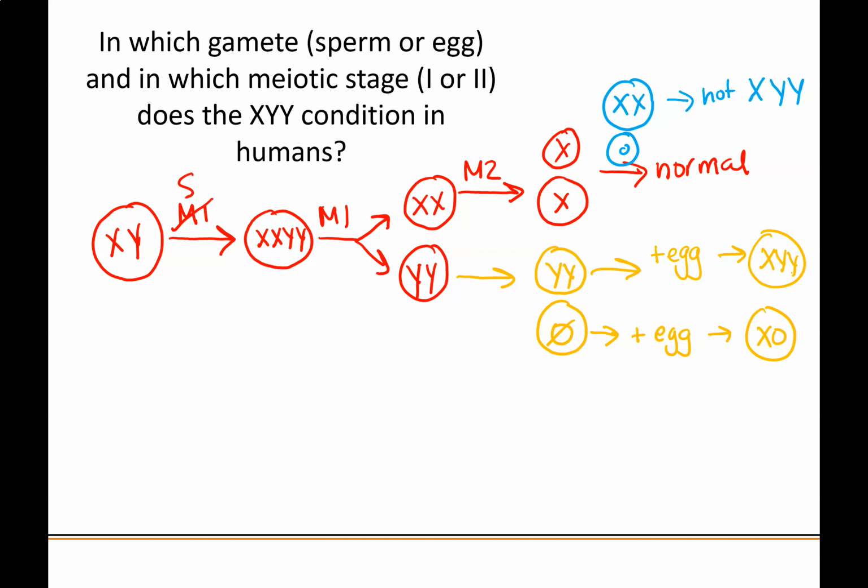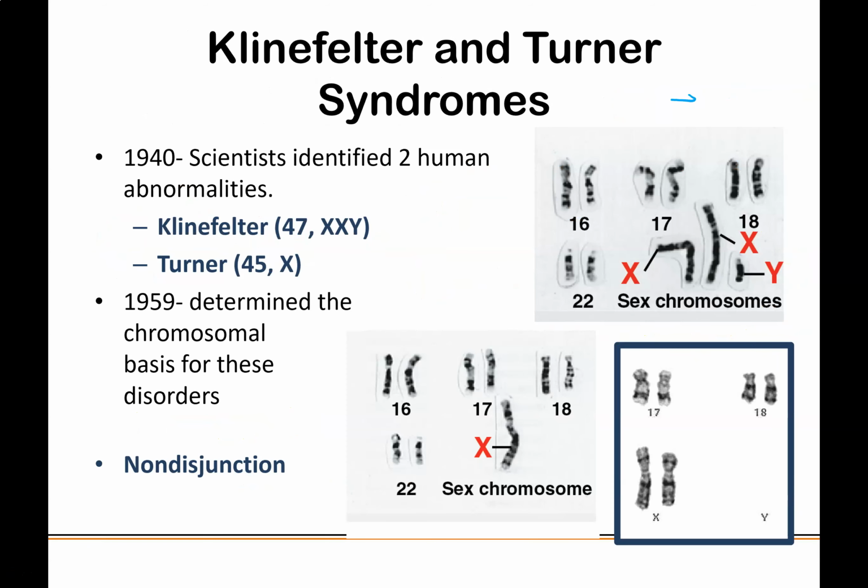So this tells us that this XYY condition occurs in males, because we need the Y, in meiosis 2. So that question was really just a thought experiment. Let's talk about a couple of specific syndromes that actually helped us to understand the importance of the X and Y chromosomes in normal human sexual development.